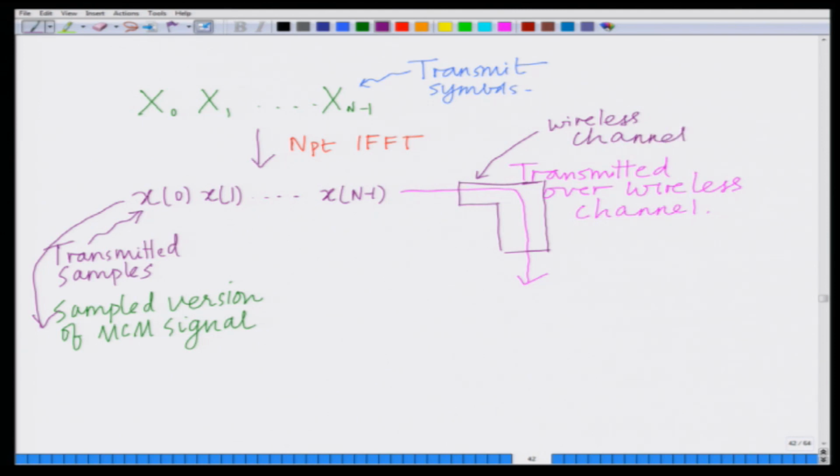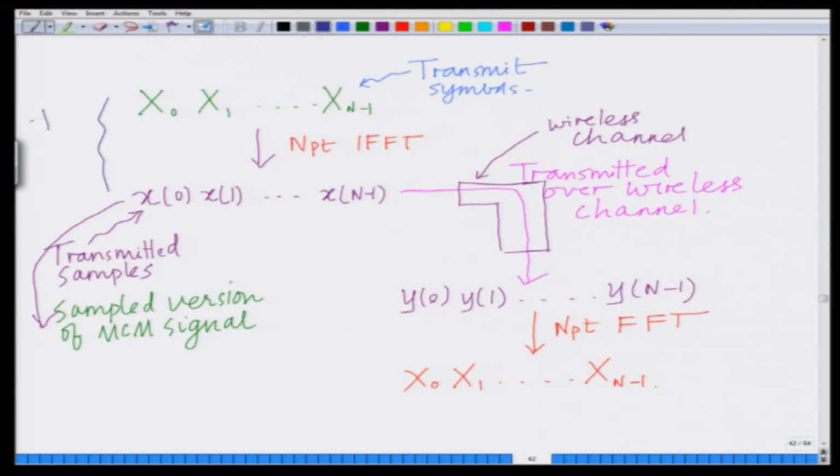Okay. And at the receiver, what do I receive? At the receiver, I receive corresponding samples y0, y1 up to yn minus 1. Now, on these samples, I will take the FFT operation at the receiver. I will perform the n point FFT operation, and then I will regenerate my transmit samples x0, x1 up to xn minus 1.